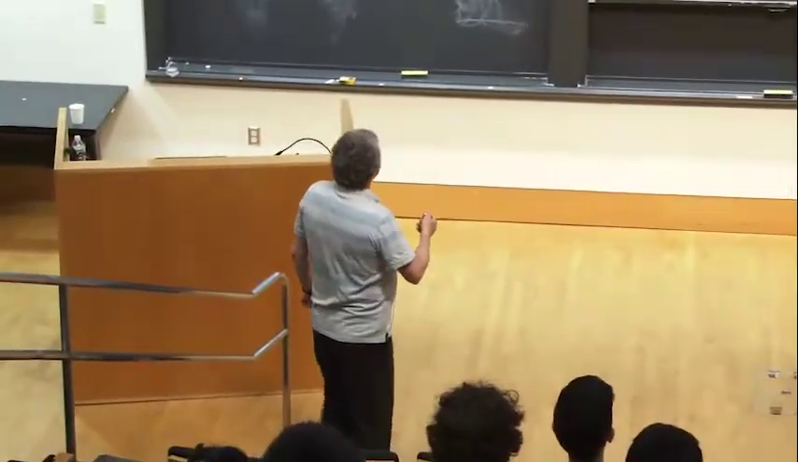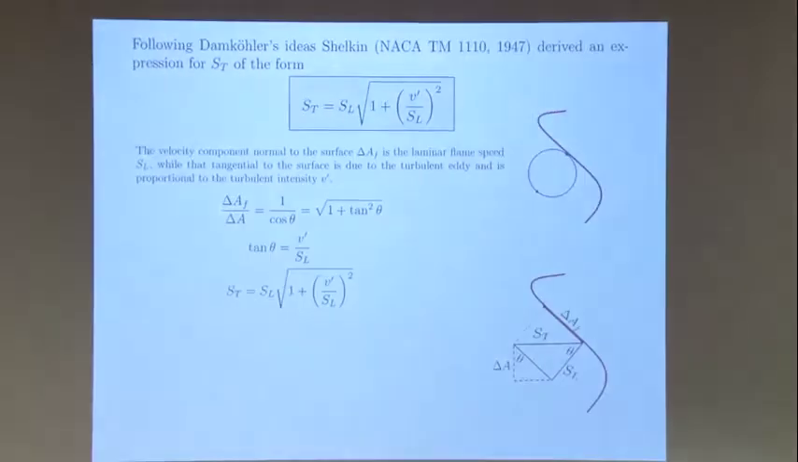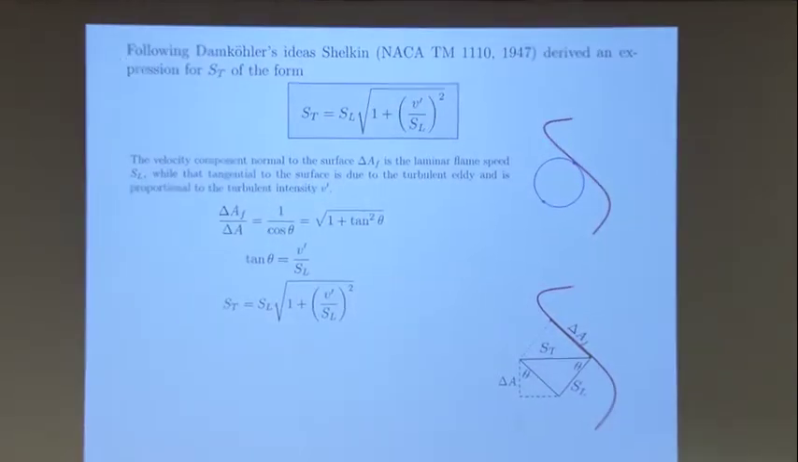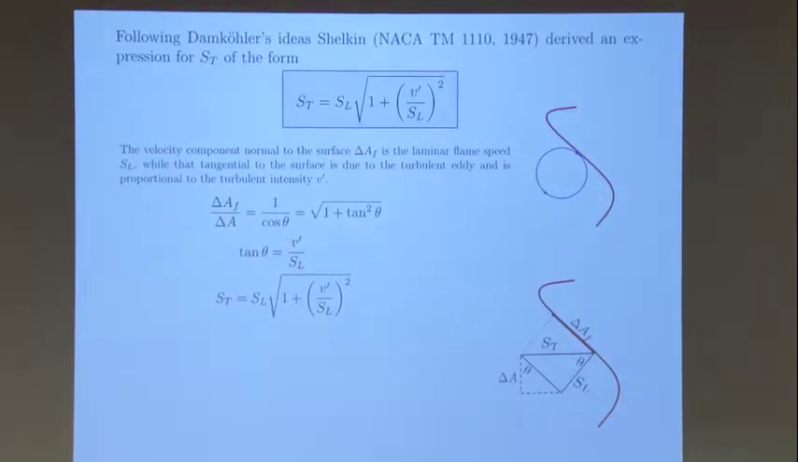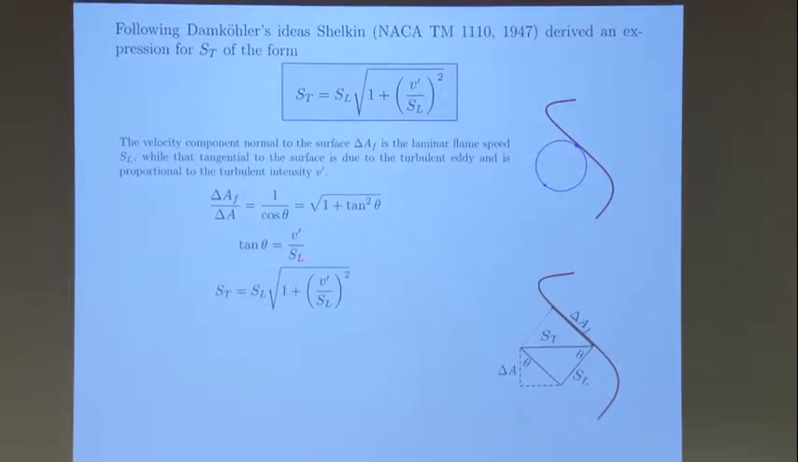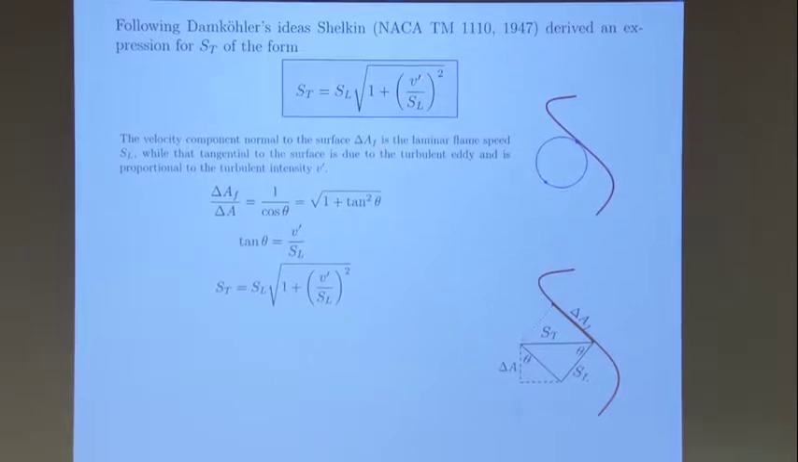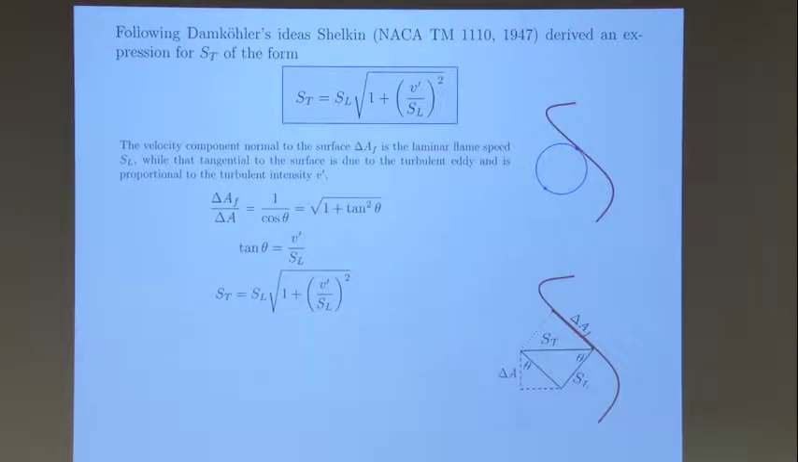A few years later, Shelkin carried out this idea and derived, I'm not going to go through this, but essentially derived an expression which is built on the same idea that this is the eddy and the area is affected by the V prime divided by SL and so on. But he derived this expression. This is a square root of 1 plus V prime over SL squared.